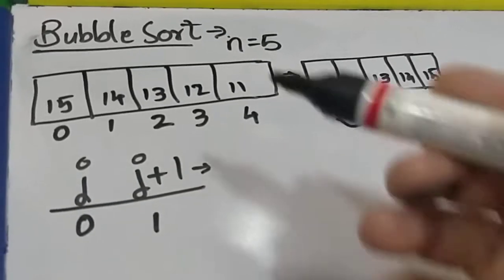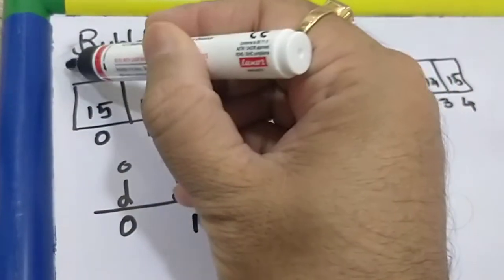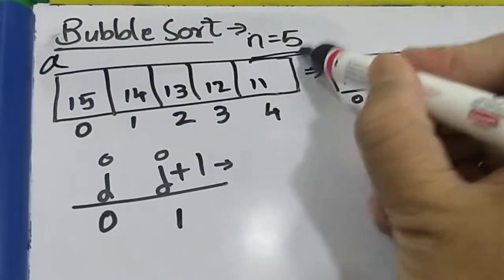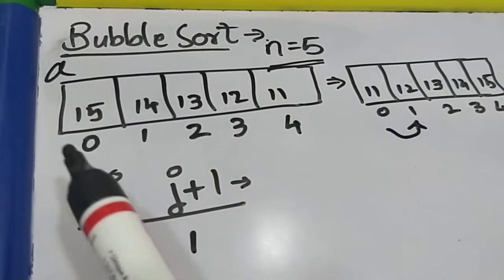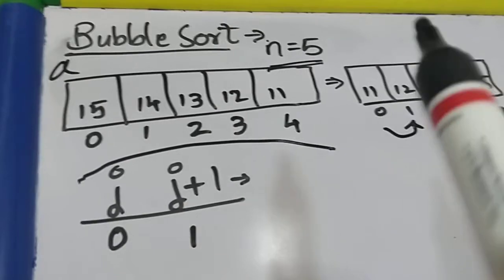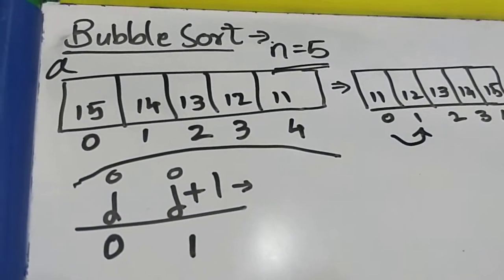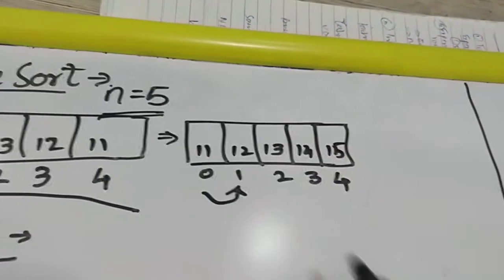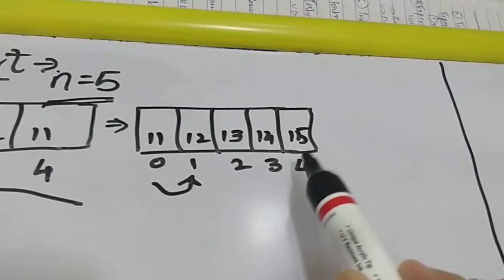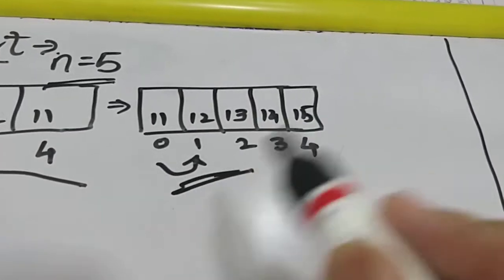We are going to talk about the basic working logic of bubble sort. Now consider an array A with number of elements equal to 5, and let the array elements be 15, 14, 13, 12 and 11. I want to sort this array in ascending order. So my expected output is 11, 12, 13, 14, 15. This is my array sorted in ascending order.